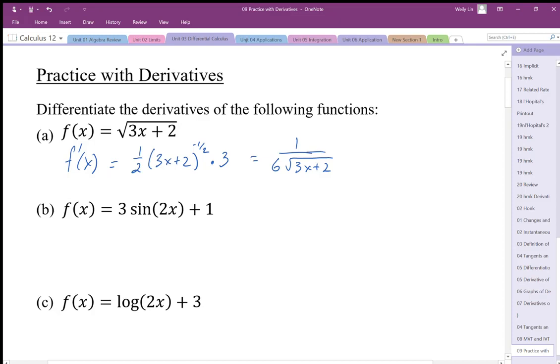So we're just applying the power rule here. Unless it says specifically use the definition of the derivative and the limit, we're going to do it using the easier method, using the power rule or whatever rule we have.